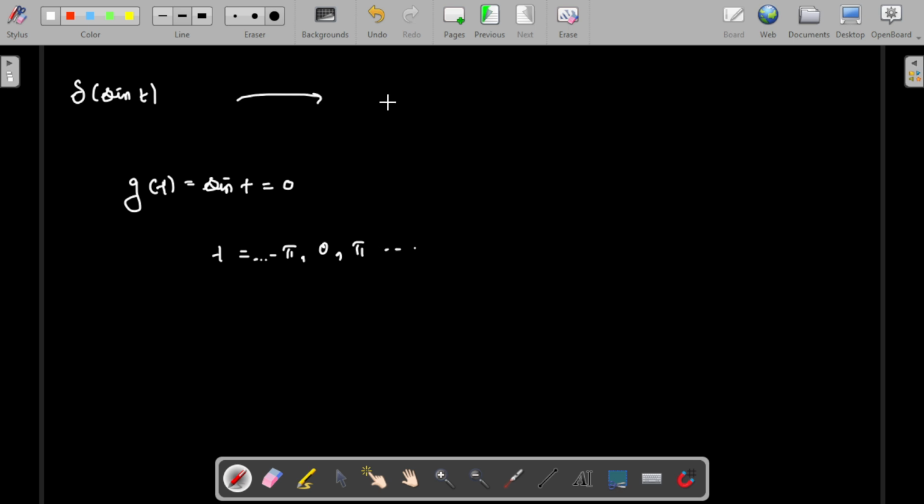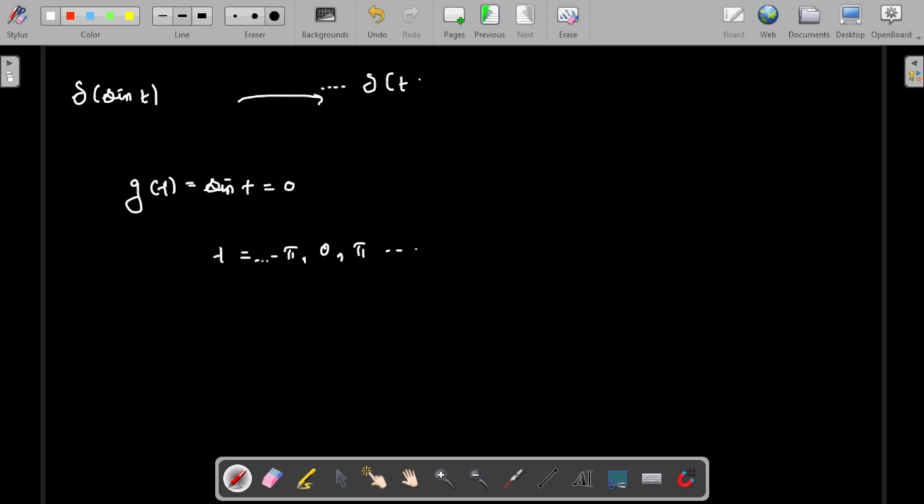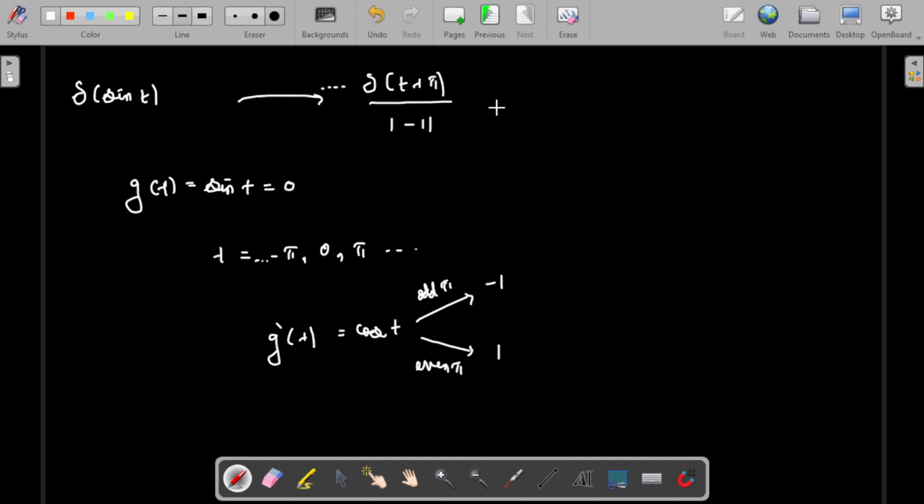So if we write the equation like this, I'm skipping and only writing three values. So delta of t plus pi, delta of t minus pi, divided by, what we have to do is apply the t dash. So g of t is sine t, and its differentiation is cos t. If it is odd pi, then the value will be minus 1. If the pi is even, then the value is positive 1. Okay, so this is minus pi, which is the odd pi, so the value will come here as minus 1, modulus, plus.